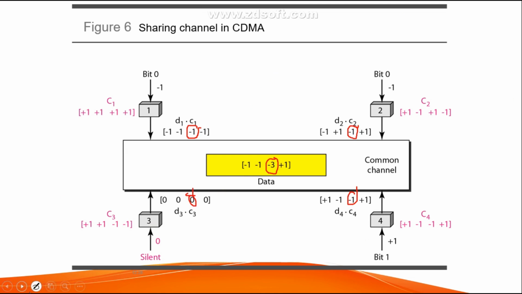Similarly, this is -1 plus 1, that is 0, 0 plus 1 is +1, and +1 plus 0 is what? +1. So over here it is +1. So this is the data which is going to be transmitted.